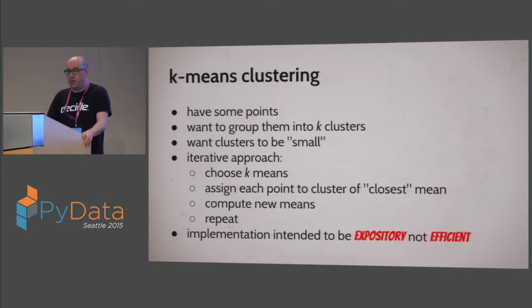So the way we typically solve this problem is with an iterative approach. We choose some k means to start with. Each point, we assign it to the cluster corresponding to the closest mean. Then based on those clusters, we compute a new set of means. And we just repeat this until we get to some stopping point. And just as one caveat, this implementation is supposed to be expository, not efficient. Once I talked about this and people were kind of murmuring in the audience about what an inefficient way to solve this problem, that code would run forever, like how dare you. So that's how I dare.